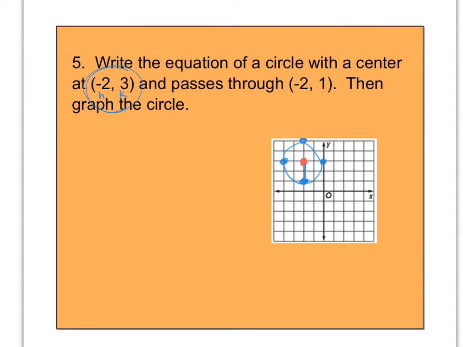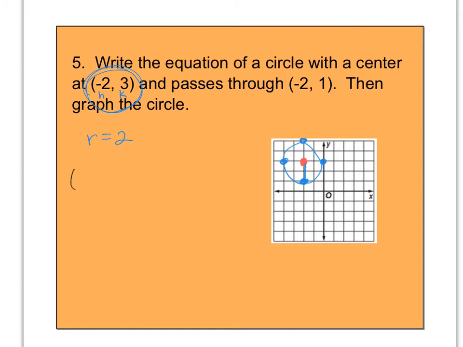Okay, so the center we already know. We already know our h and our k. What did we decide the radius was? Well, the radius, these are 2 boxes apart, so the radius is going to be 2. So now we can write our equation.